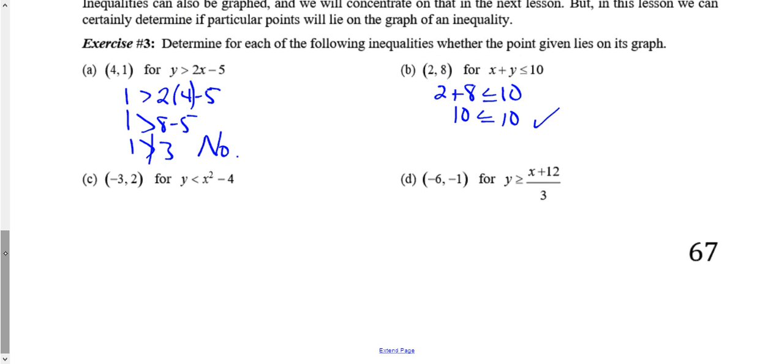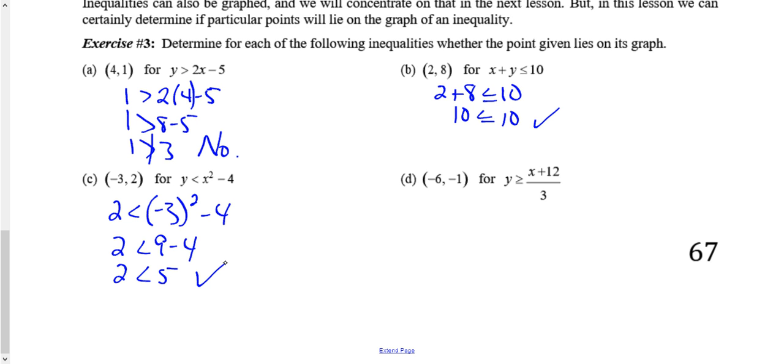Let's try C. Plug them in. 2 less than negative 3 squared minus 4. What's negative 3 squared? I always forget that. Oh, 9. Positive 9, right, everybody? 9 minus 4 is 5. Is 2 less than 5? Yeah. So that is a solution, right? If it was y equals that, would this be a solution? No. So, right, the inequalities are different.